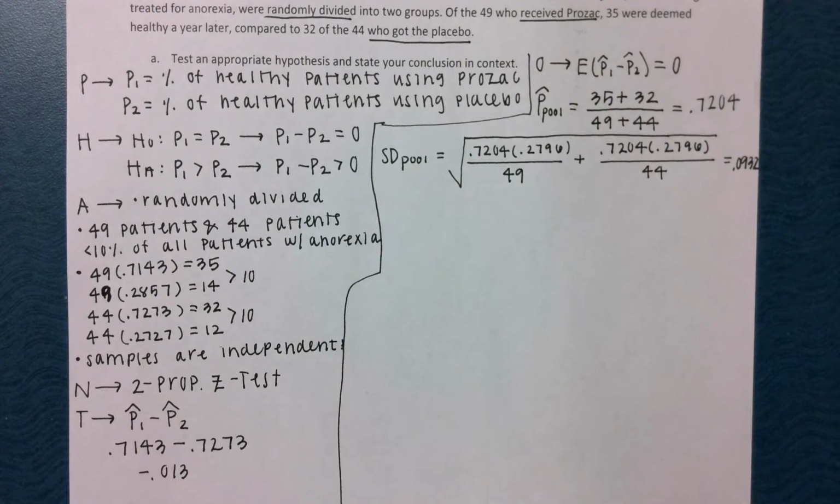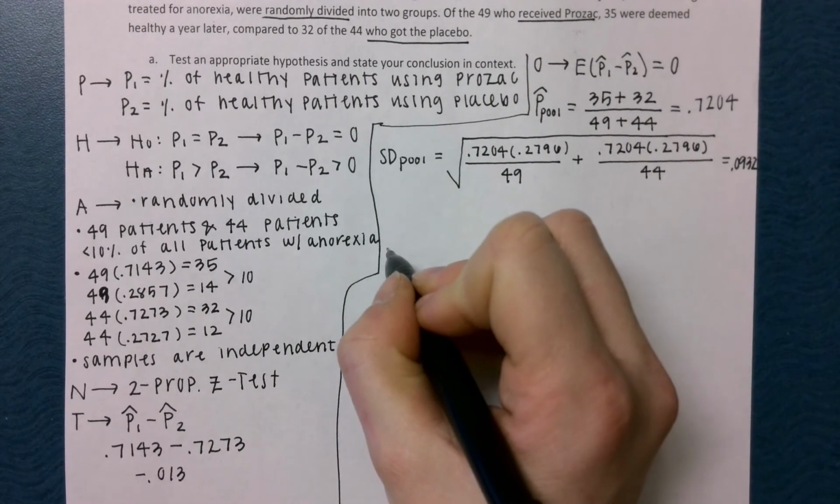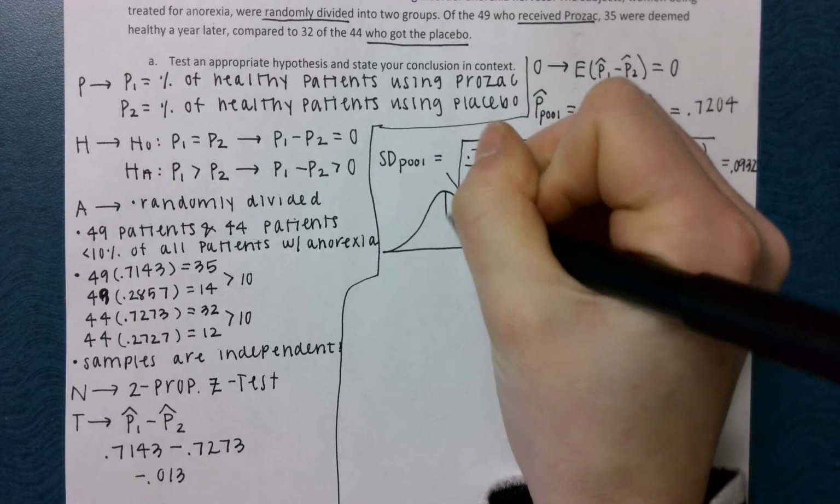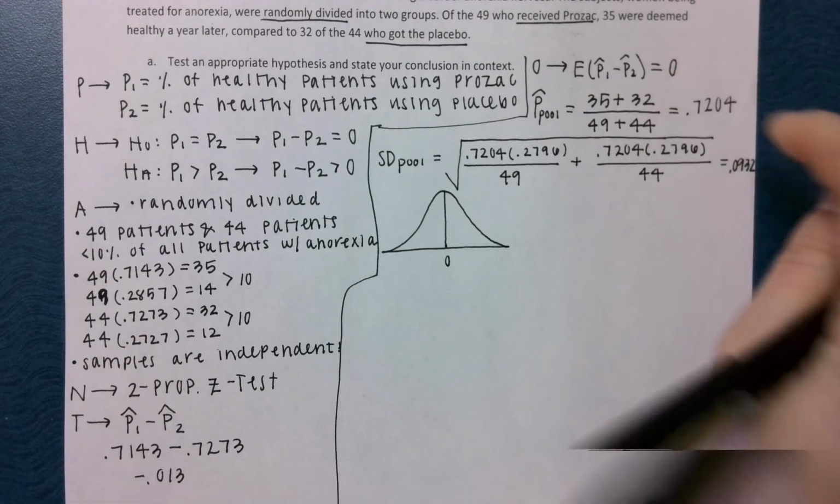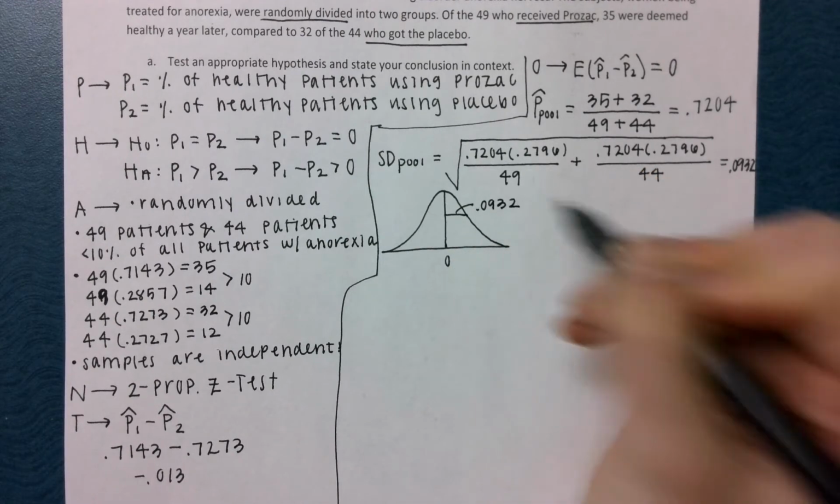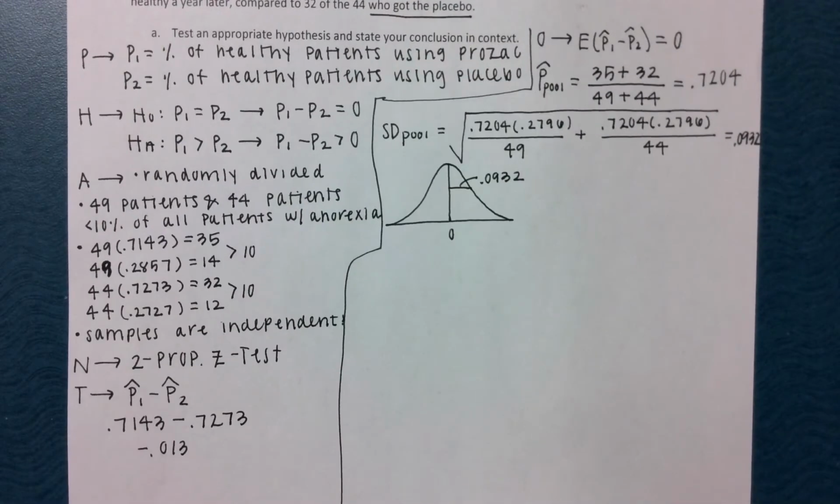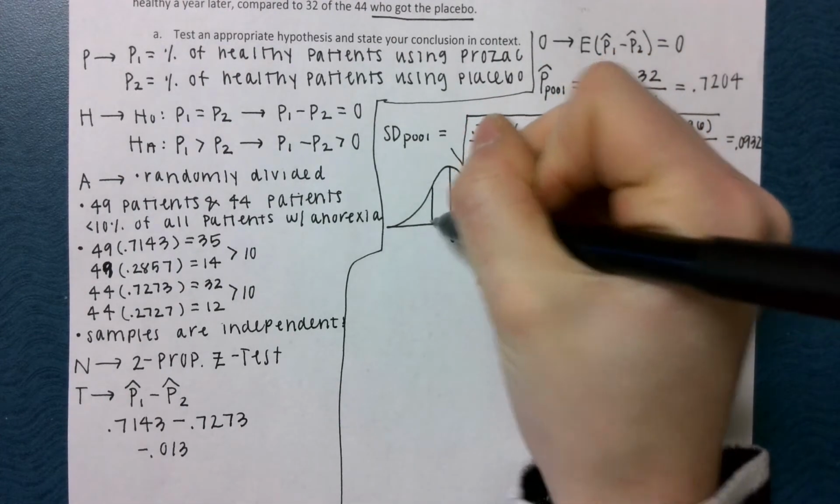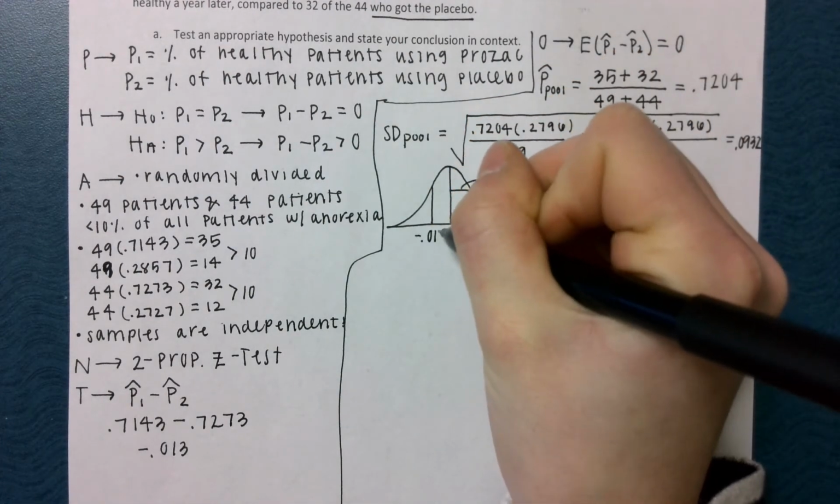Once I have that standard deviation, I can make my normal model. Mean is still at 0. Standard deviation we just found. My test statistic this time was this negative 0.013. So that was here on the left.